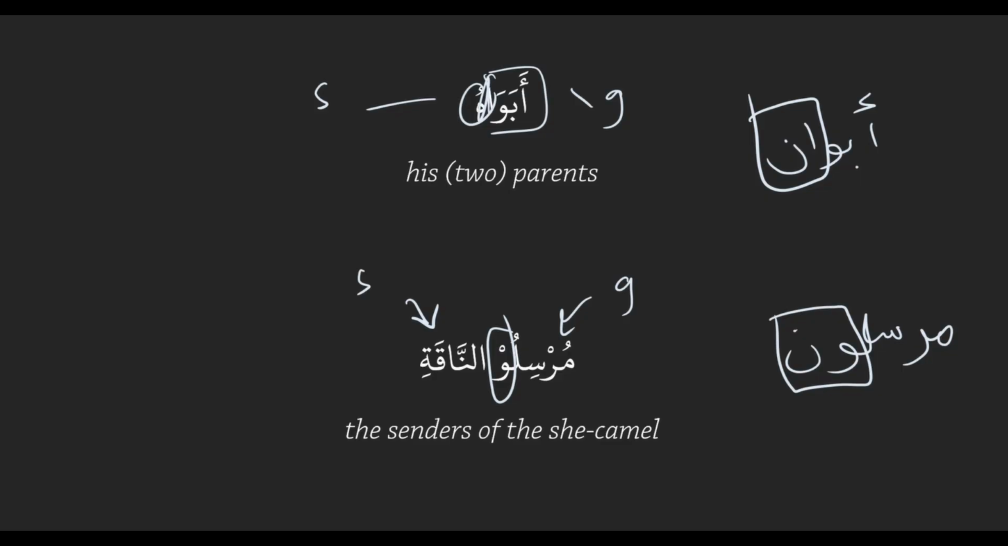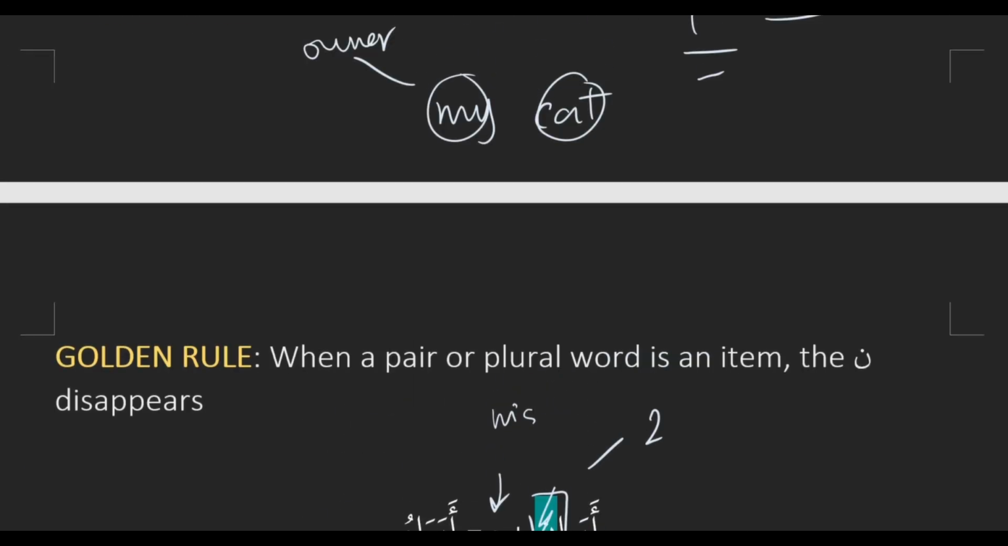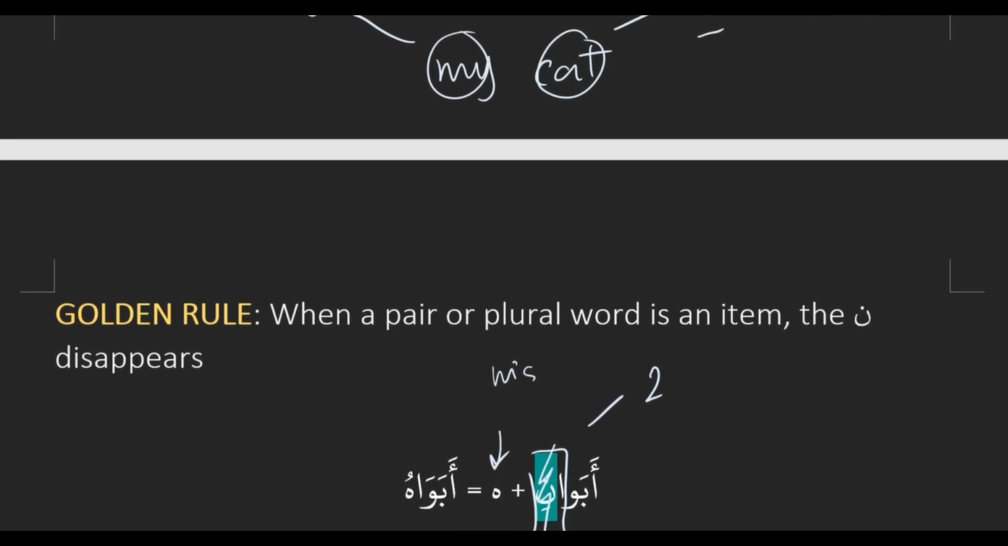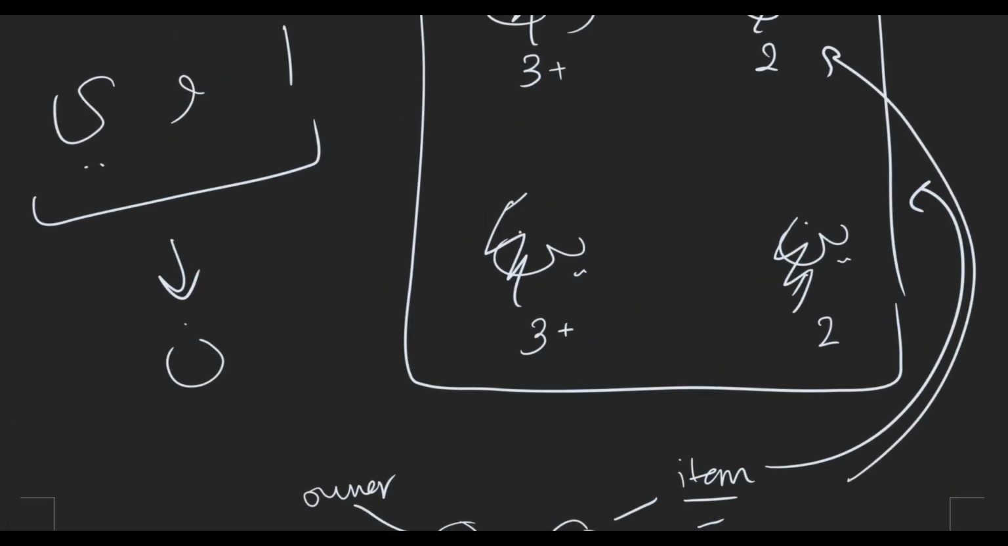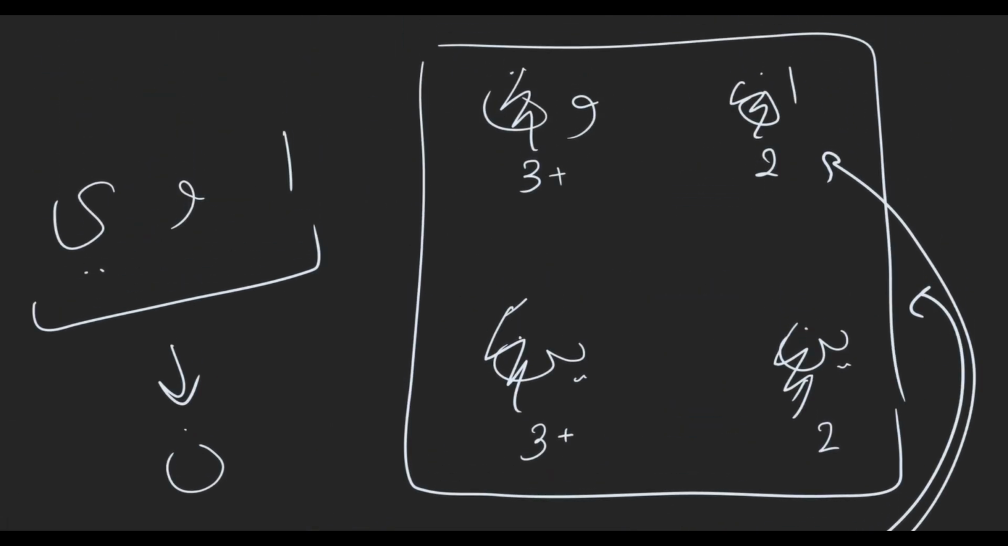Quick recap of this lesson: when we have ani, una, ina, aini, or any of the dual or plural labels on our item, the noon will drop. And we know the noon drops because the item will end in an alif, waw, or ya. We'll see a vowel ending. Good, all clear?